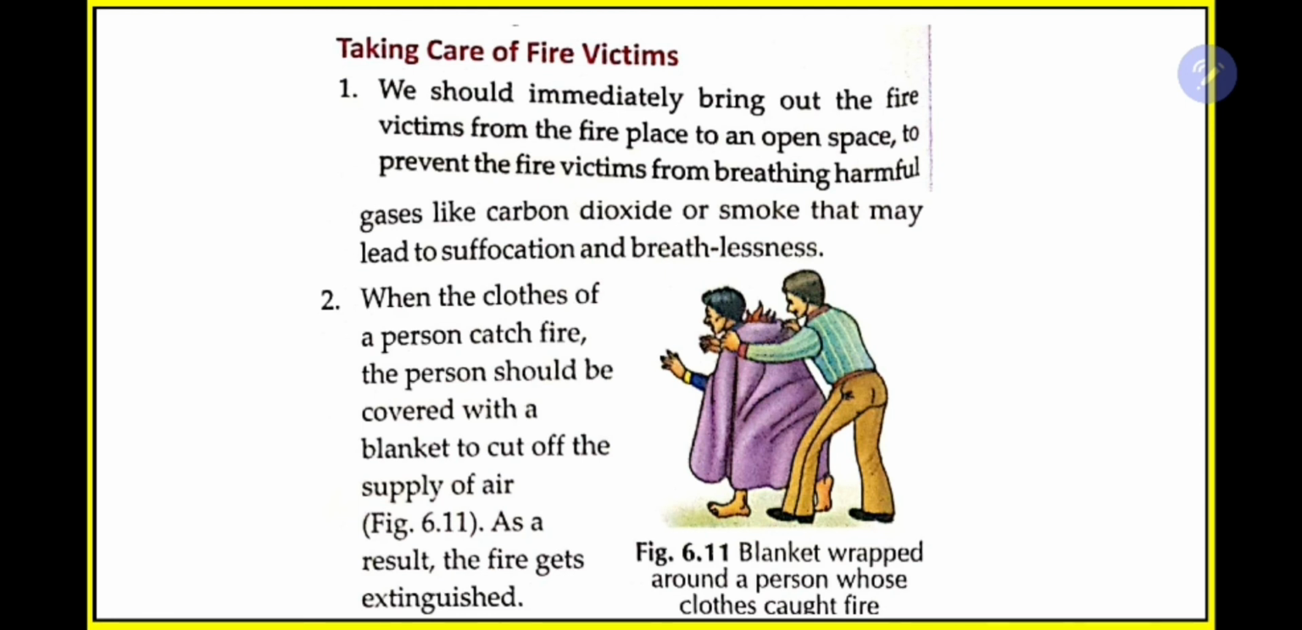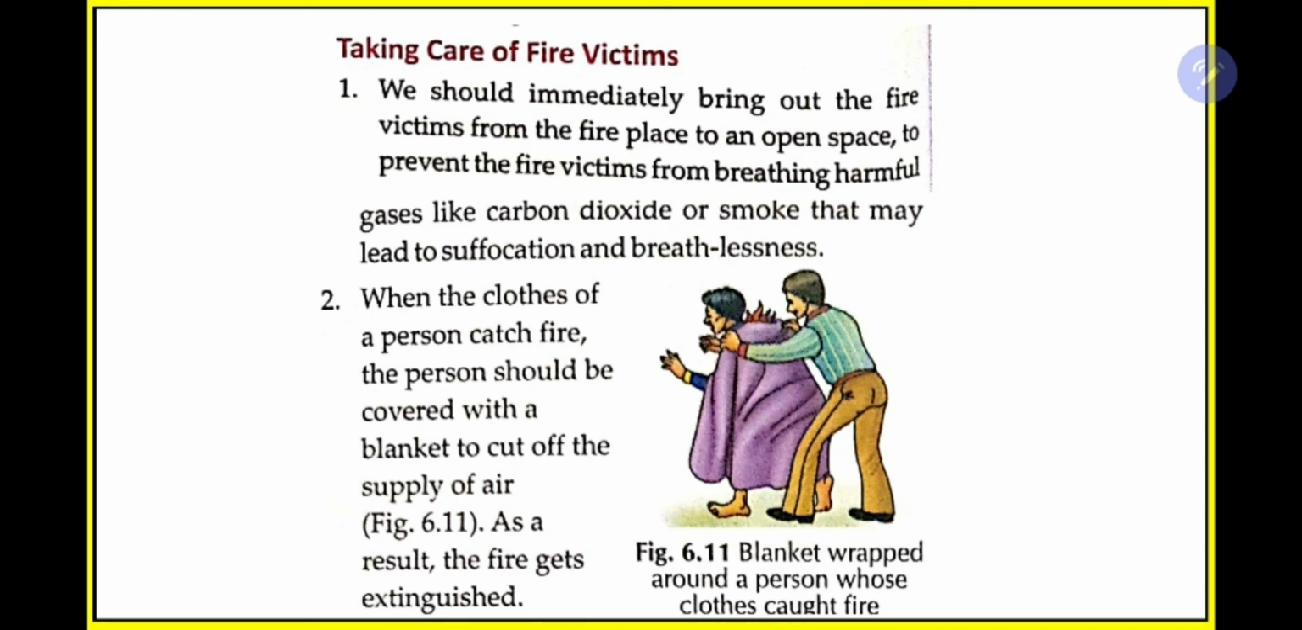So what you should do whenever there is any fire, if any such incident happens by any chance, we should first remove all the people from that house. We should take all the people out of the house to a safe place. Next, when the clothes of a person catch fire, the person should be covered with a blanket to cut off the supply of air.